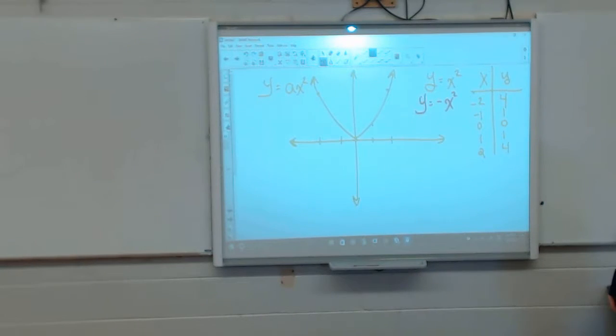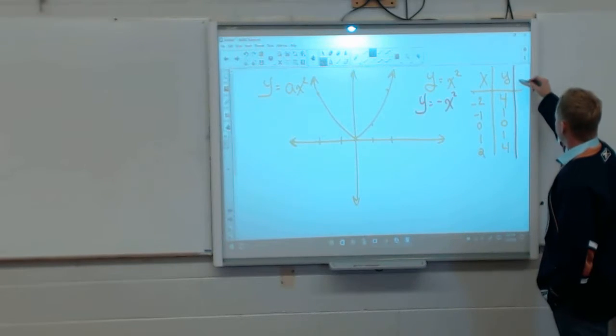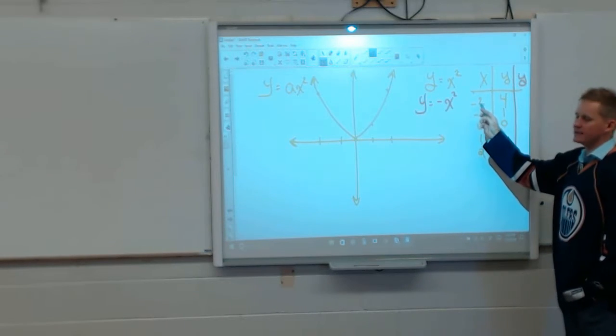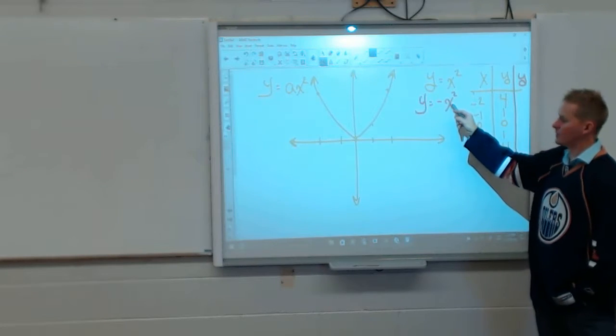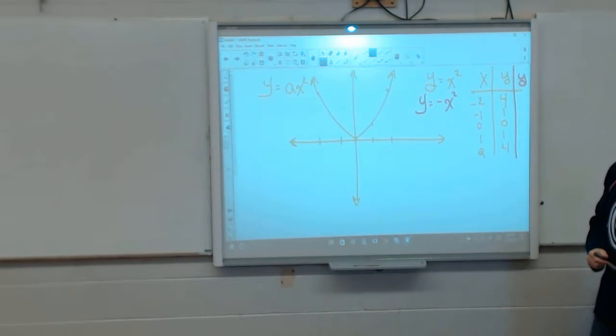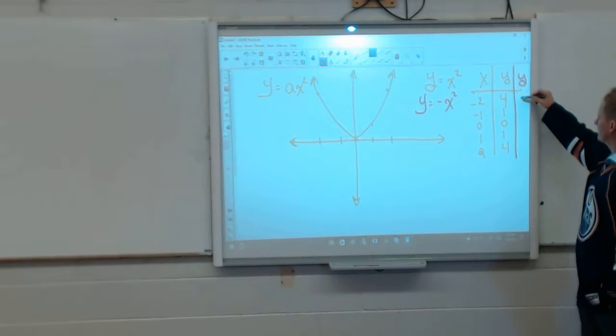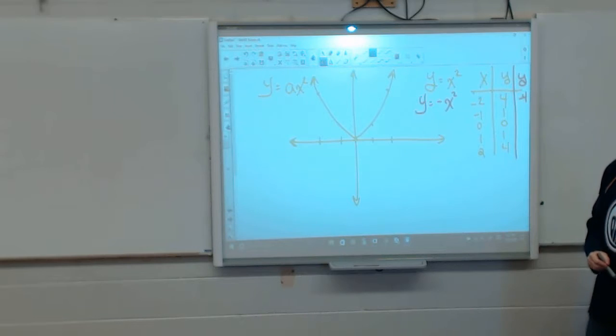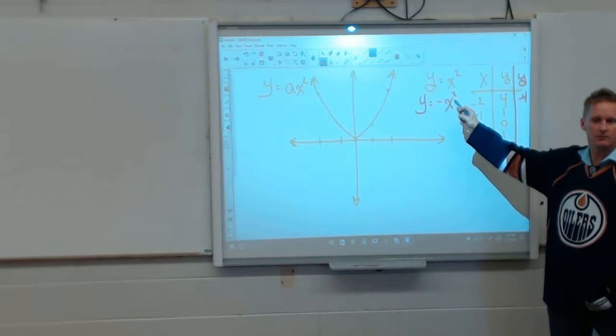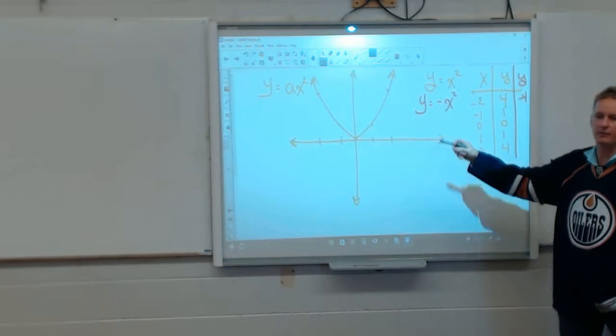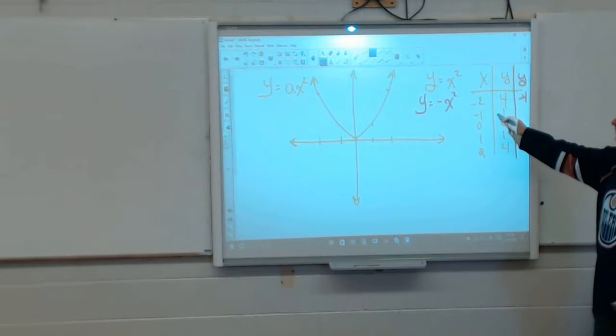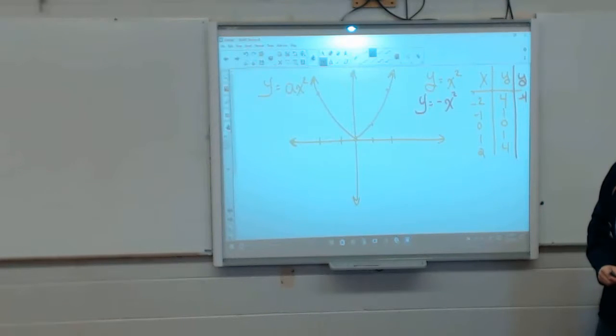So I have y equals x squared. If that's negative 2, and I put it into this equation here, what does y equal? Do we agree? What's negative 2 times negative 2? Positive 4 times negative 1 is? Negative 4. All right, I'm going to put negative 1 in there. What does it equal? Negative 1. 0? 1? Negative 1. And 2?